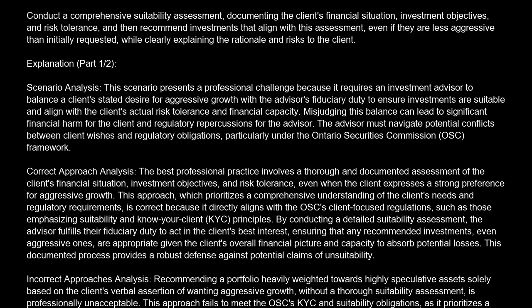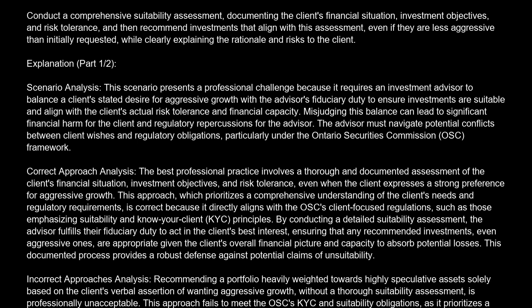The correct answer is C. Conduct a comprehensive suitability assessment, documenting the client's financial situation, investment objectives, and risk tolerance, and then recommend investments that align with this assessment, even if they are less aggressive than initially requested, while clearly explaining the rationale and risks to the client. Explanation. Scenario analysis.